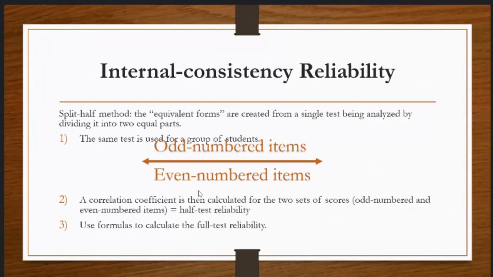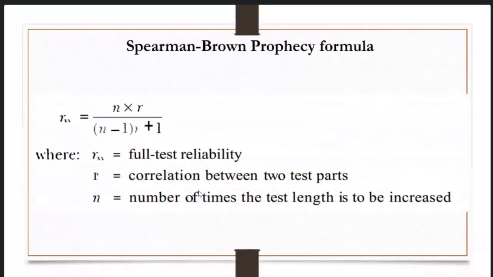Use formulas to calculate parameters. And here are some formulas we want to introduce. The first one is the Spearman-Brown formula, the correlation between the two tests. Nowadays, with the help of SPSS, we don't have to use this formula anymore. But this is something that you should know, in case you need it.